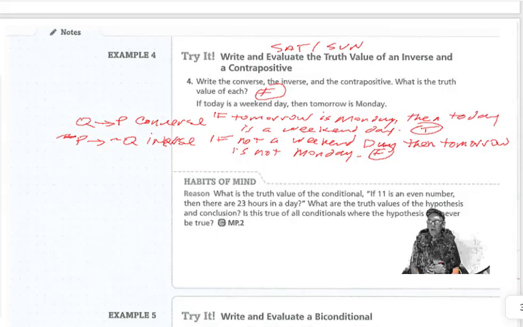And then the contrapositive. For the contrapositive, you swap both of their positions. So Q goes up front, P goes after the then, and you make both of them not. So we're going to do not Q first. If tomorrow is not Monday, then today is not a weekend day.